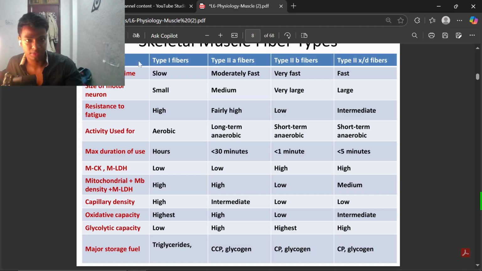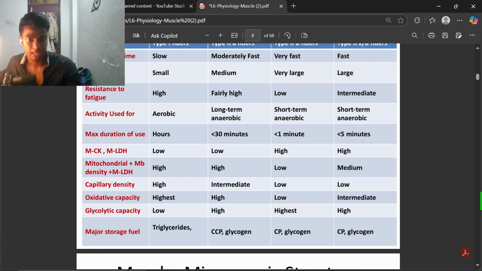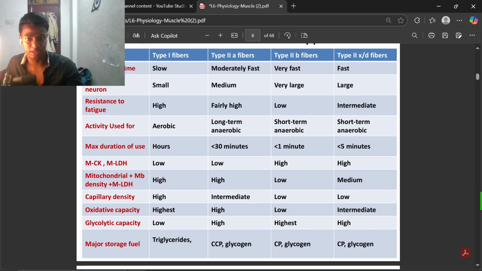Contraction time, of course, that's slow. Motor neuron, of course, they're small, and this is fast. Resistance to fatigue, this is high, this is low, as we have studied. Activity, aerobic and anaerobic: hours, 30 minutes, 1 minute. Mostly in cycling and running, this fiber is very important. Mostly in sprints and weightlifting, this fiber is important.